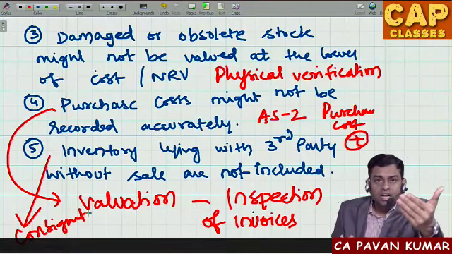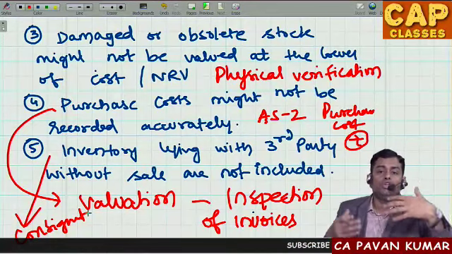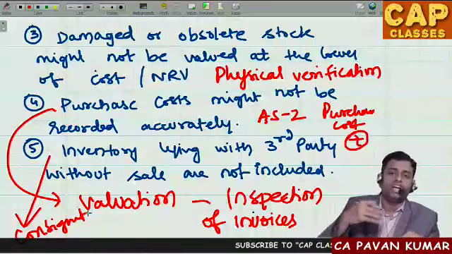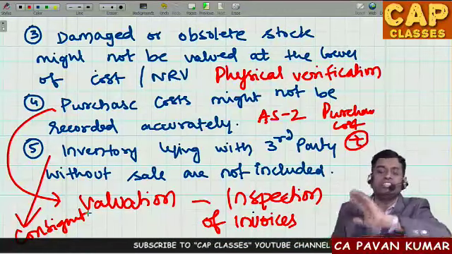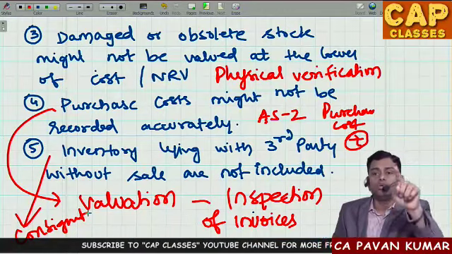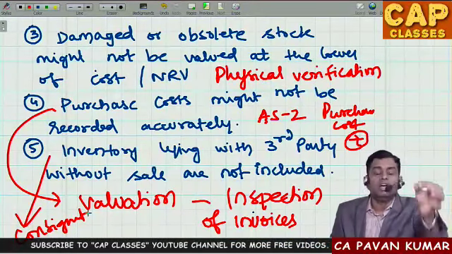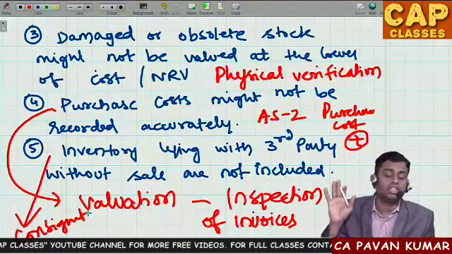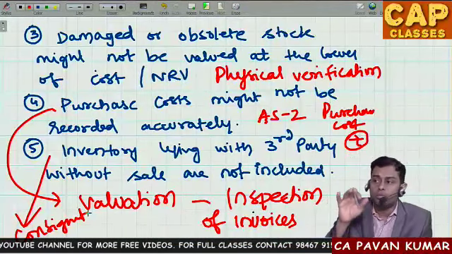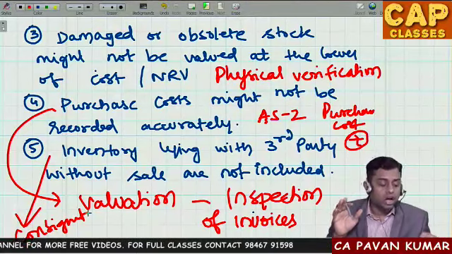So goods sent, but property is not yet transferred. For example, you are a company, you are consignor, you have sent goods to consignee. You are from Kashmir and there is one guy in Kanyakumari, you have sent goods to him. But till the time the goods are sold to a third party, till that moment the stock should be included in your closing stock only.